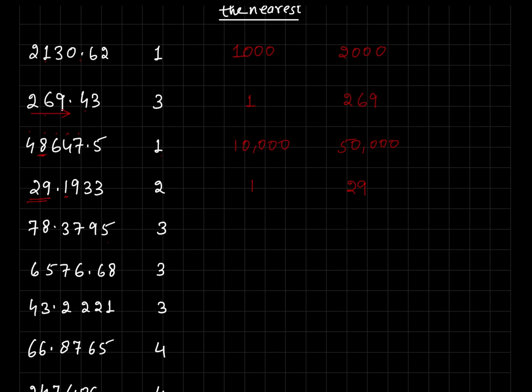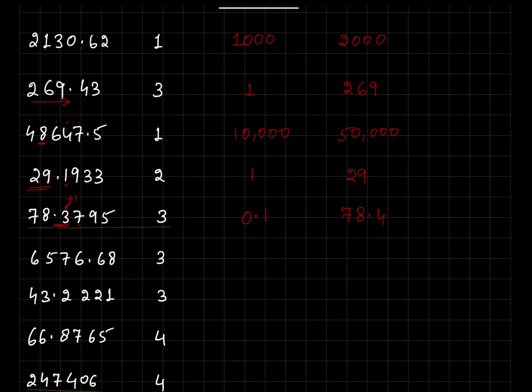Then we have 78.3795. We have to write it correct up to 3 significant figures. After 3 I have 7 here, so I will round up this number, and it would be increased by 1. So we round it to 0.1, and this number 3 would be increased by 1, and I will write it as 78.4. This is how we have written it in 3 significant figures.